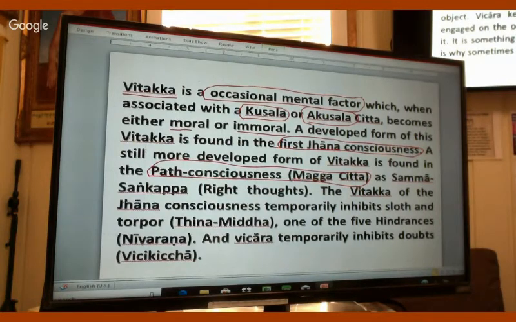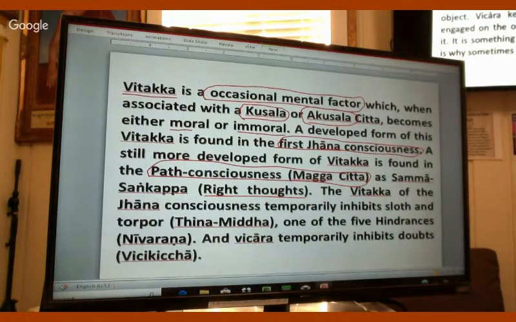Magga Chitta is not Lokiya Chitta. Magga Chitta is supramundane consciousness, Lokuttara Chitta. In the Lokuttara Chitta, it is more developed. That's why we call it Samma Sankappa, right thought, in the Eightfold Noble Path.